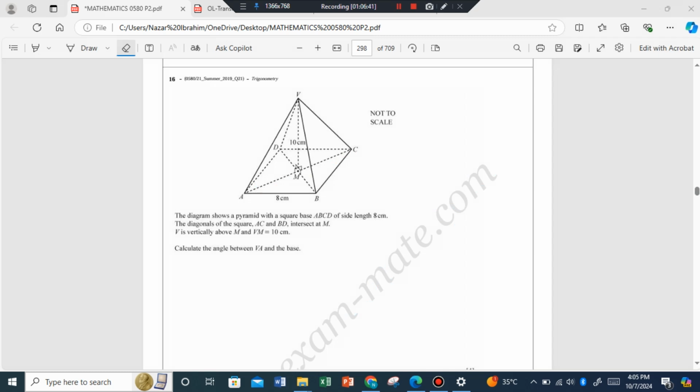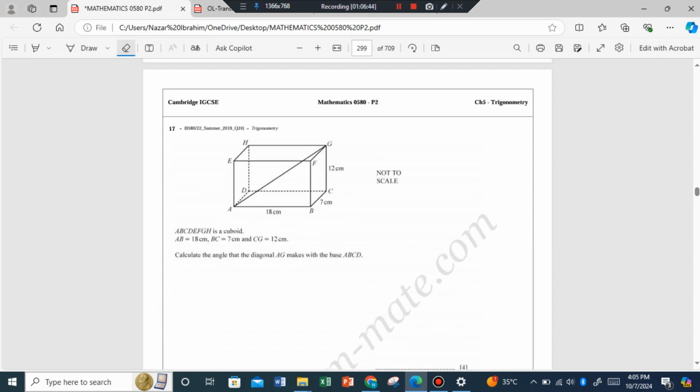Okay, question number 17, right? We are again having a similar type of question. There's a cuboid, figure is cuboid, right? Cuboid is that figure in which all dimensions are different, right? AB is equal to 18 centimeter, BC 7 centimeter, and CG 12 centimeter. These are three dimensions.